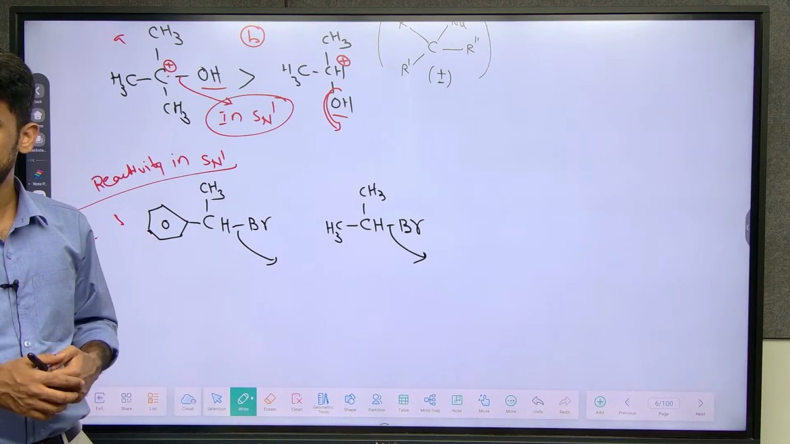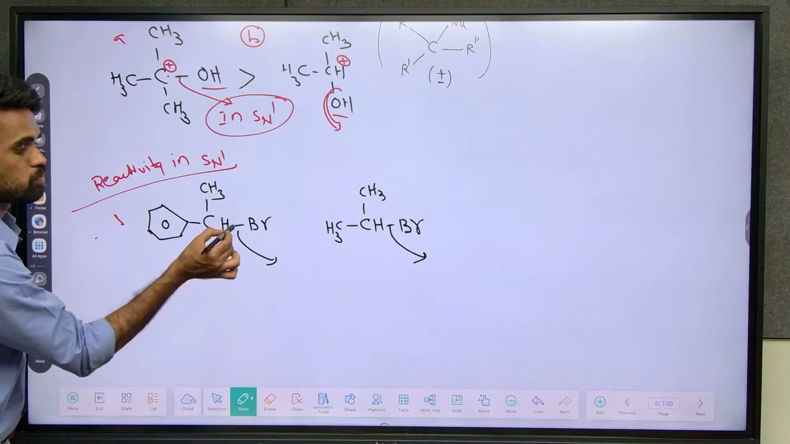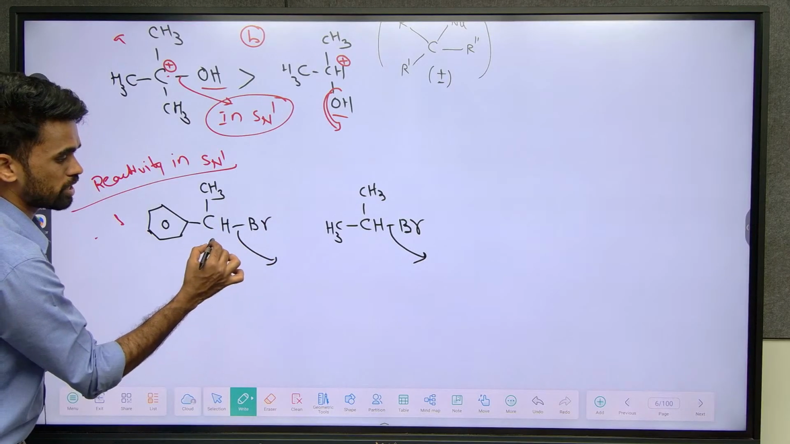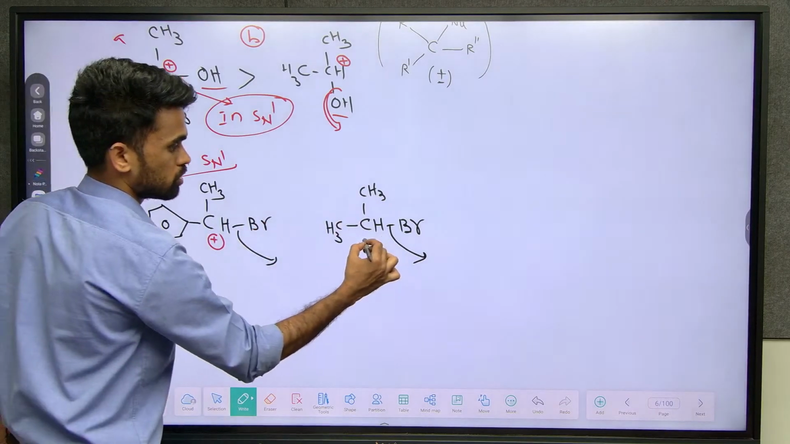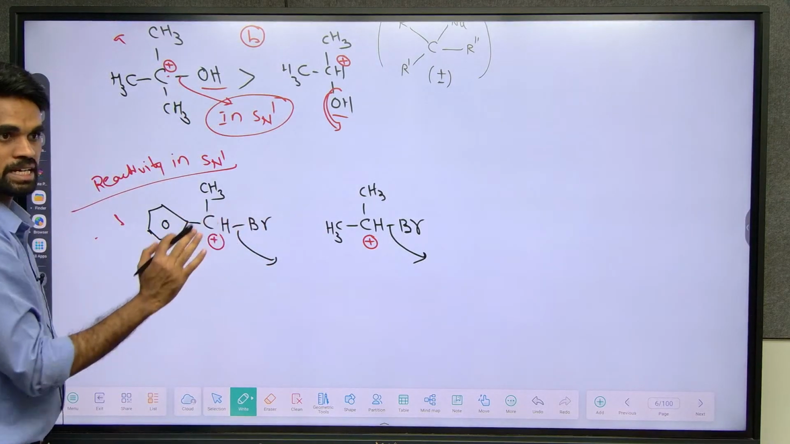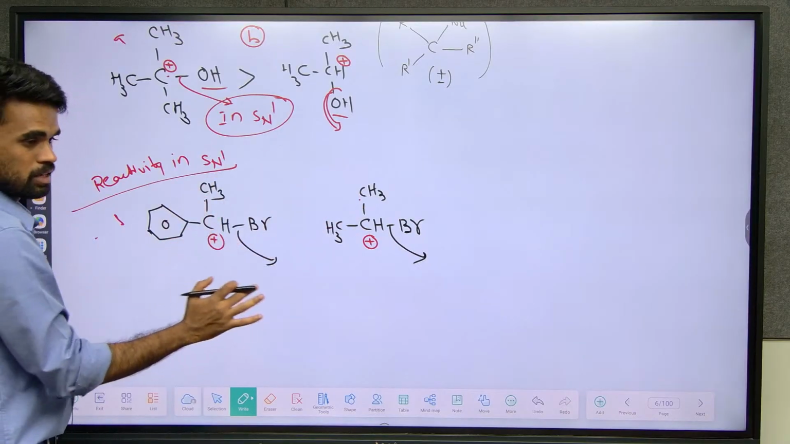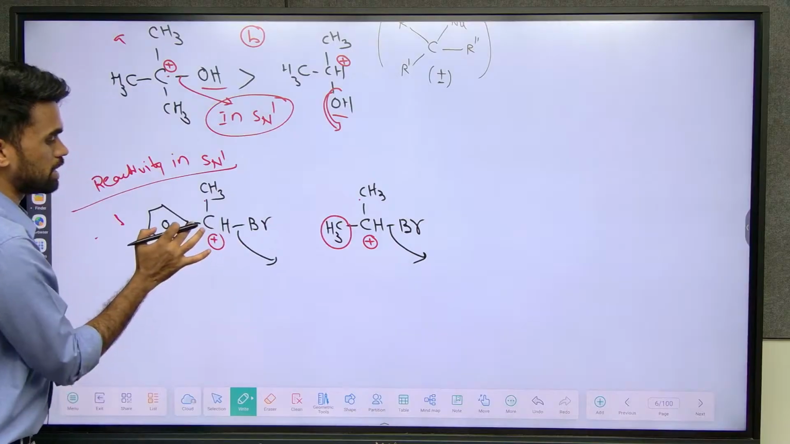How to identify that? See, this bromine is removed. What is the charge you are creating? Here also. Which carbocation is more stable? Both of them are secondary. But how to identify now? Extra thing. The rest is the same. Here it is a methyl group, but here it is a phenyl ring.